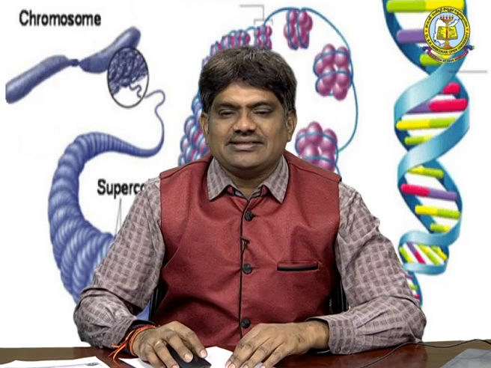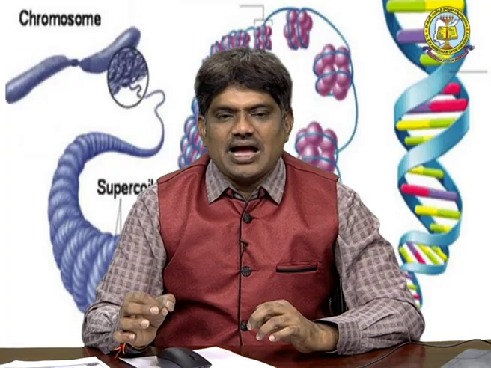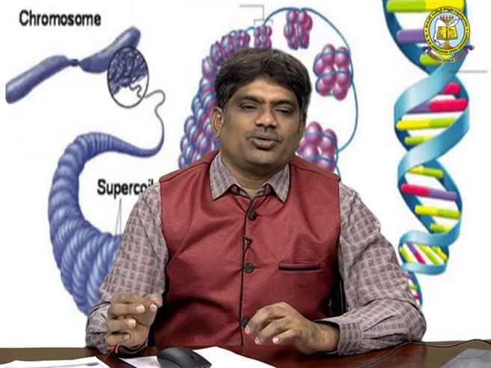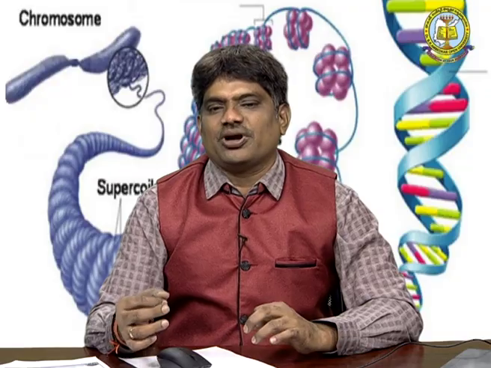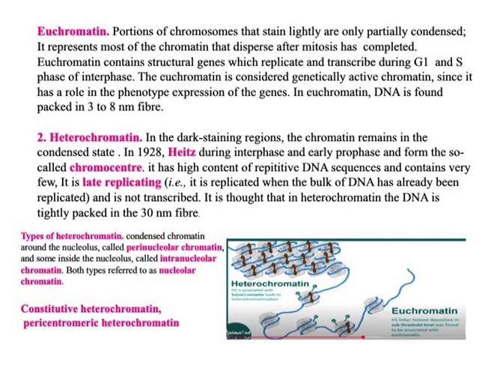Whereas where less stain is taken, that is euchromatin, which has very active chromosome, active DNA, active parts. Whereas in heterochromatin, there are types based upon which it is perinuclear or intercentral; there is centromeric and perinucleolar heterochromatin.